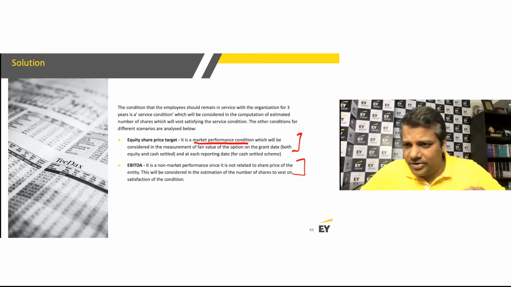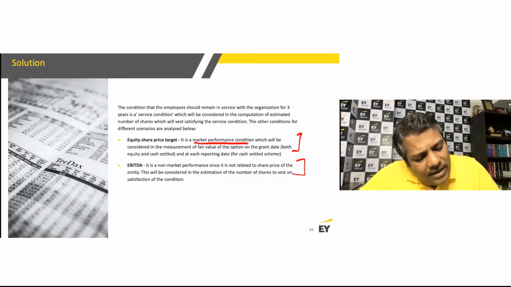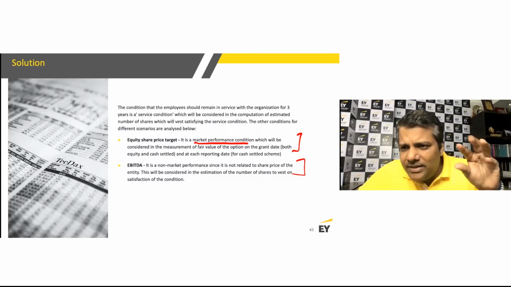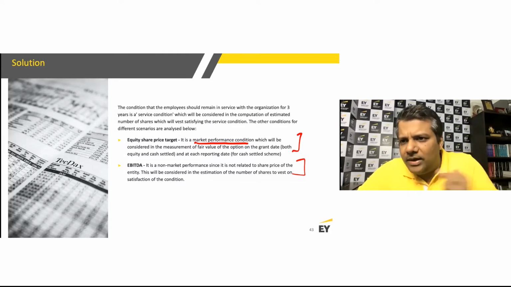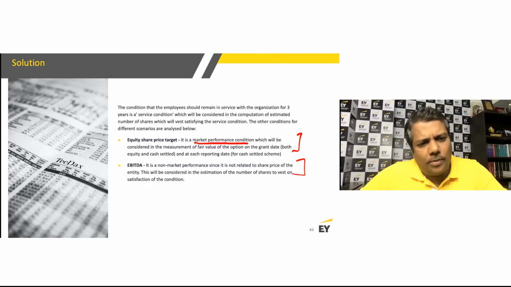It's a very, very subtle difference. You need to understand this very carefully, right? So I will repeat this one more time. Service condition is met, but the non-market performance condition is not met, then the compensation cost will entirely be reversed. Service condition is met, but the market-based performance condition is not met, then the compensation cost is recognized. It is not allowed to be reversed. Only while determining the amount of the compensation cost, the market-based performance condition is actually an input in determining the total fair value of the compensation.